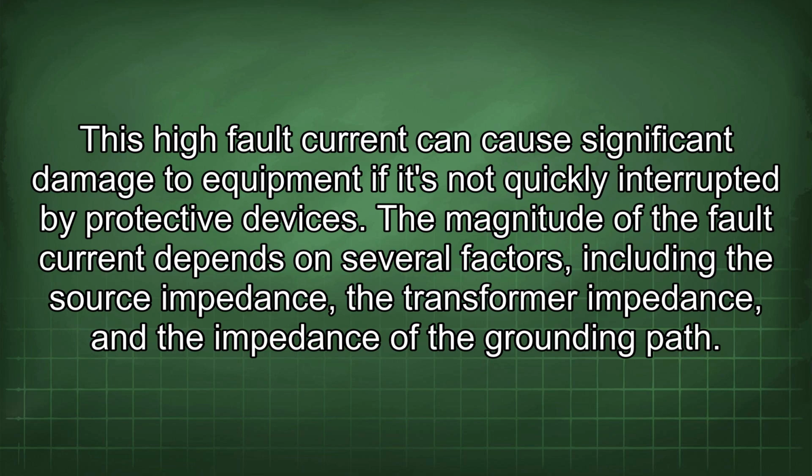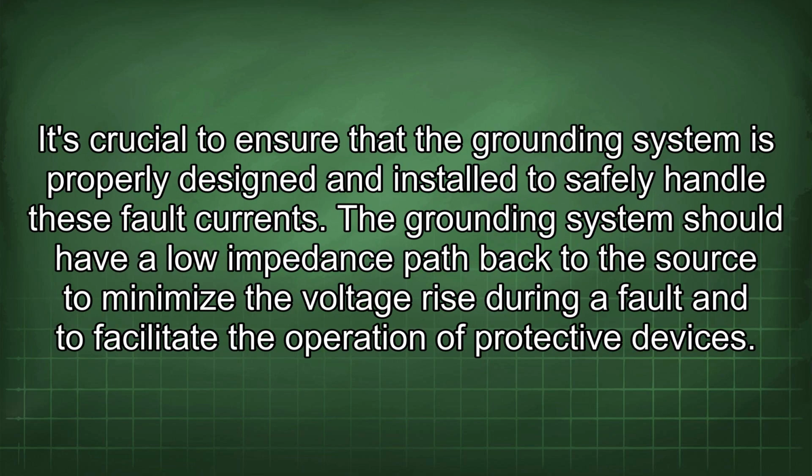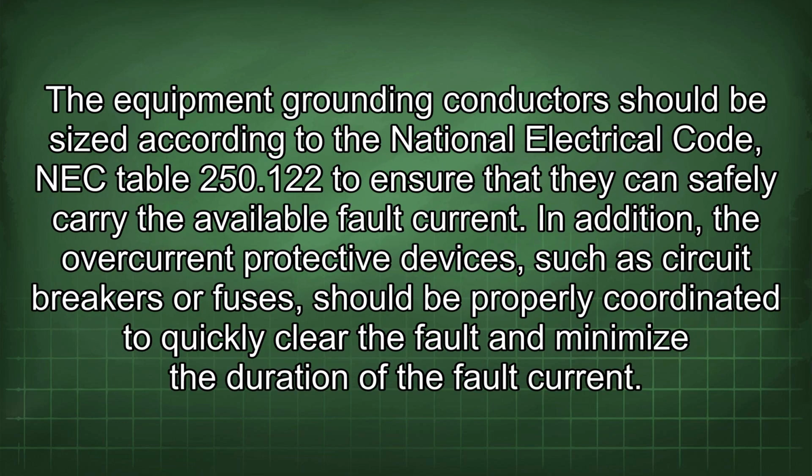It's crucial to ensure that the grounding system is properly designed and installed to safely handle these fault currents. The grounding system should have a low impedance path back to the source to minimize the voltage rise during a fault and to facilitate the operation of protective devices. The equipment grounding conductors should be sized according to the National Electrical Code, NEC Table 250.122, to ensure that they can safely carry the available fault current.